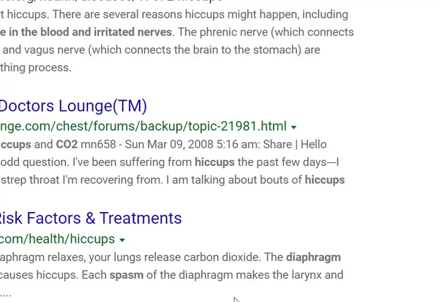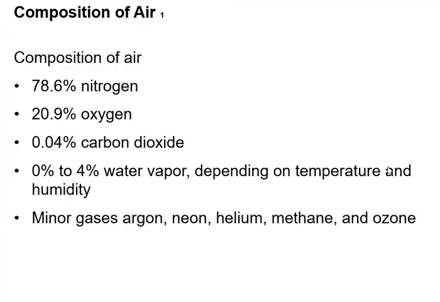And when your diaphragm spasms, it also causes the larynx and the vocal cords to close suddenly, which is that sound that you make when you have the hiccups. So I knew you were dying to ask, and since this is not a face-to-face class, you couldn't ask that question.